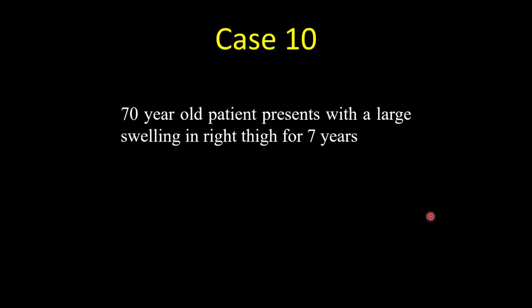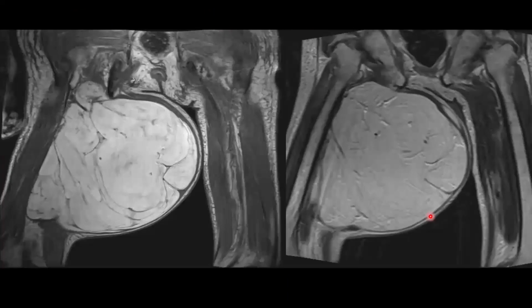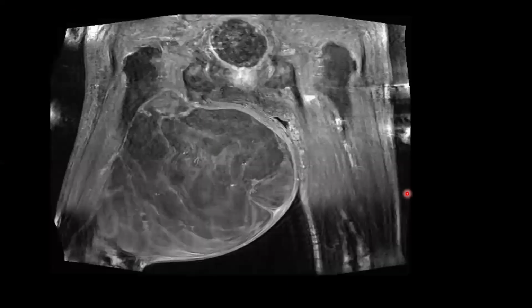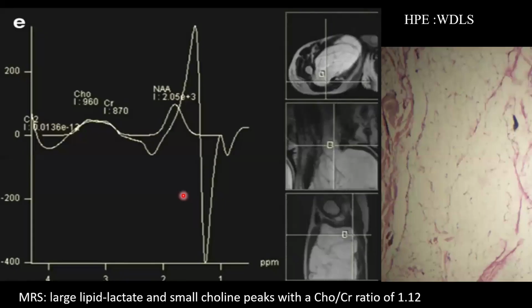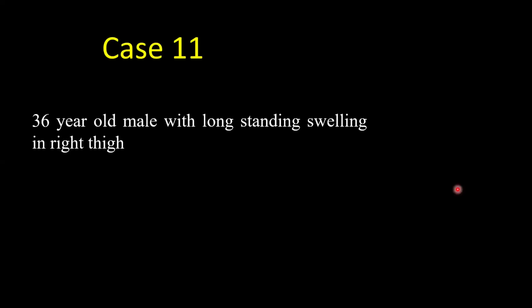So case 10, a 70-year-old male patient. For radiology, it is not difficult to define that we are dealing with a lipomatous tumor, a huge soft tissue mass lesion, with the bone intact. On post-contrast images, you can see minimal subtle peripheral enhancement, and some septal enhancement is there. Spectroscopy shows a large lipid-lactate peak because of fat content. The choline creatinine ratio is very minimal, 1.1. On biopsy, it shows a case of well-differentiated liposarcoma.